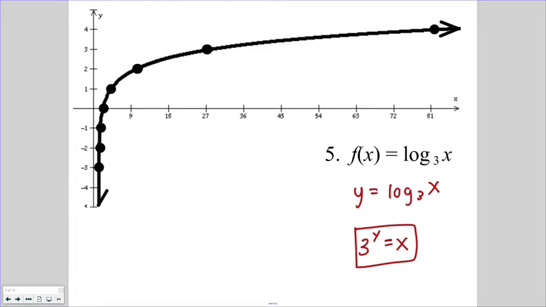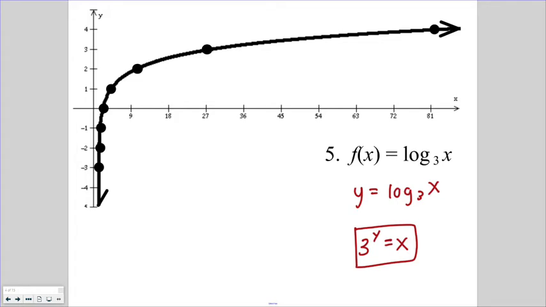Now, I did this out of order specifically because number 5 is the inverse of number 1, which we just did. We just swapped x and y. So logs and exponential functions are inverses of one another, which is really nice. That's how we can use logs to solve for exponents and exponents to solve for log equations. It's because they're inverses of one another. They help us out with that.